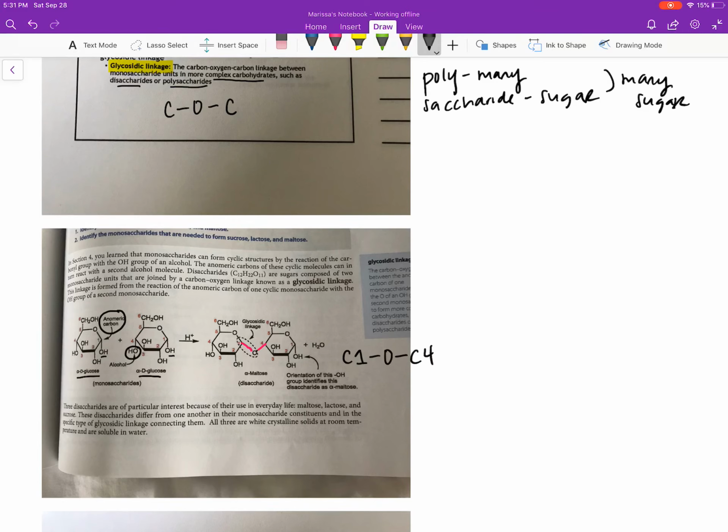C1OC4. Okay, so that's the ones that it's forming between. Okay, and we're going to have two different types of options for the types of linkages that form. So we're going to have what's called an alpha or a beta glycosidic linkage. So the one that forms here is alpha maltose.